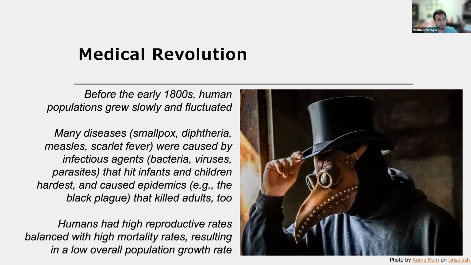So before the 1800s, there were many diseases like smallpox and measles that were caused by infectious agents like bacteria, viruses, and parasites, and they would greatly affect infants and children in particular, causing, in some cases, epidemics like the Black Plague, which also would affect adults. And this would control the population in humans to a certain respect. So there were high reproductive rates during this period, but they were balanced at the same time by higher mortality rates, resulting in an overall low population growth rate.